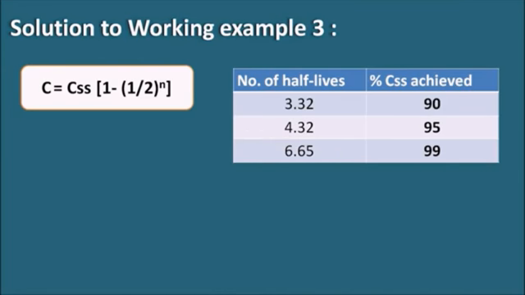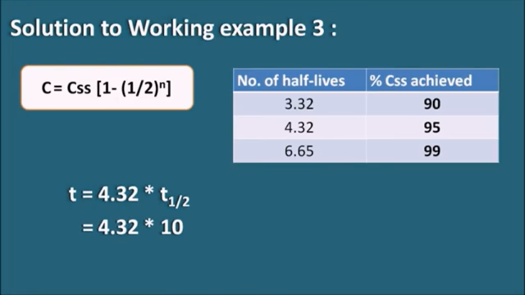So here the question was how much time is required to achieve 95% of the CSS. 95% of the CSS can be achieved at the end of 4.32 half-lives. So T equals 4.32 into T half, that is 4.32 into 10, that is 43.2 hours. So this time is required to achieve 95% of steady state concentration.